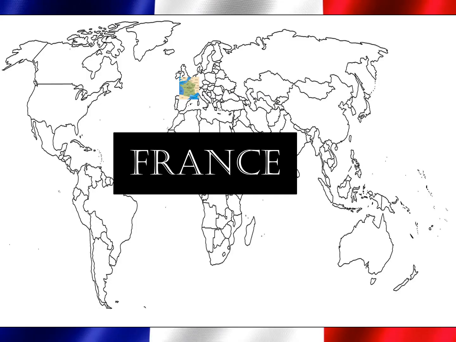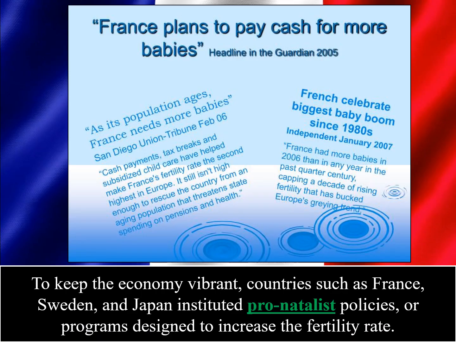These policies to try to encourage births is, again, happening in highly developed countries where women today are choosing to have less than 2 children. These are called pro-natalist policies, and a good example is from France. So to keep the economy vibrant, countries such as France, Sweden, and Japan have instituted these pro-natalist policies, or programs designed to increase the fertility rate.